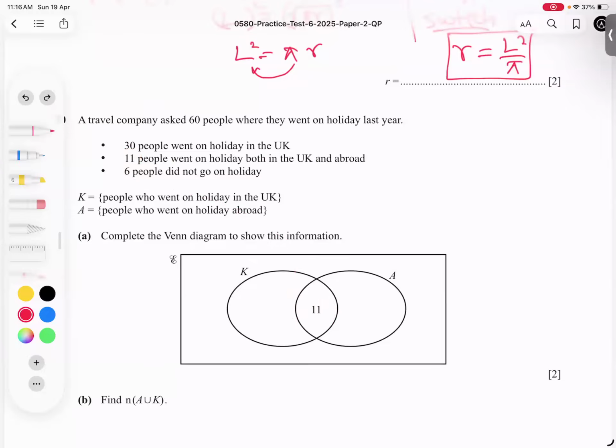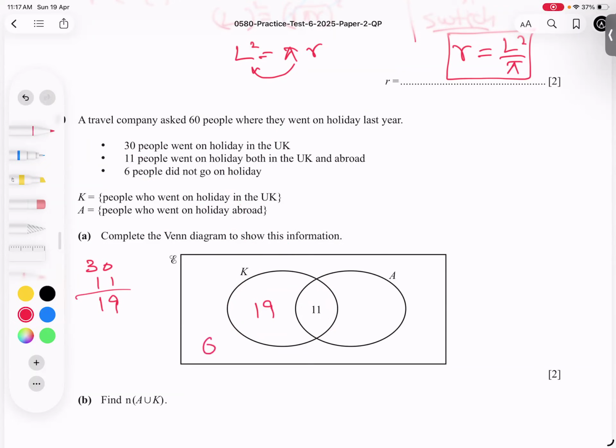It means the UK full circle is 30. If the full circle is 30, how do we get this number? From 30, subtract 11, and I get 19 here. So 19 comes here. If you add them again, the complete circle of UK gives us 30. This is clear. And six people did not go on holiday, so 6 people are outside.